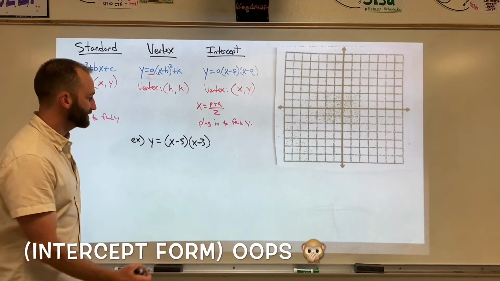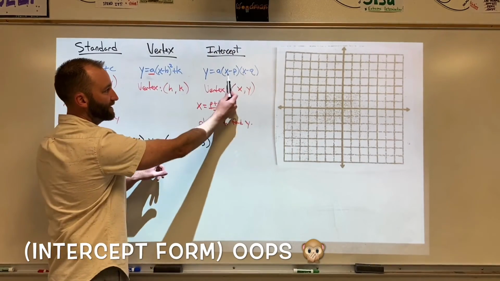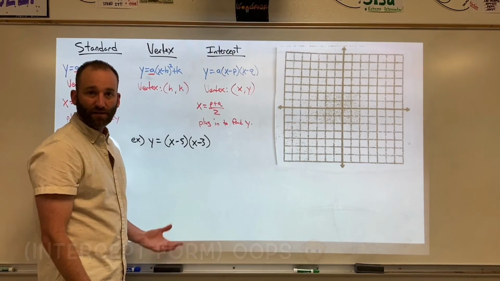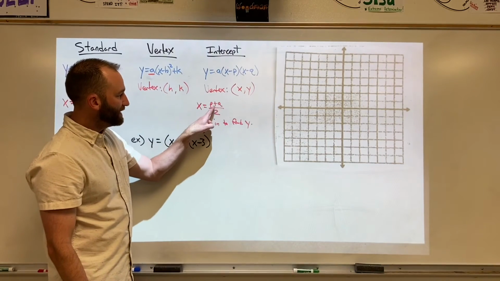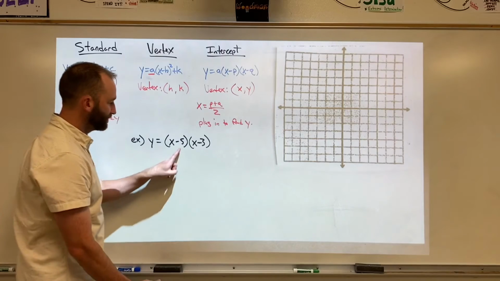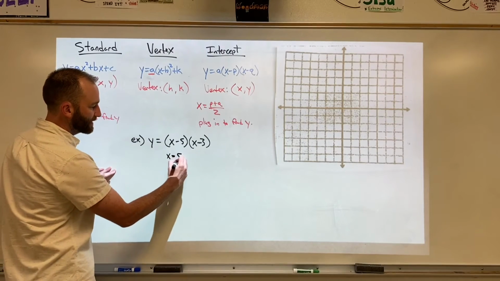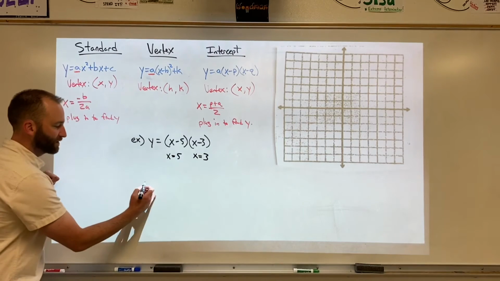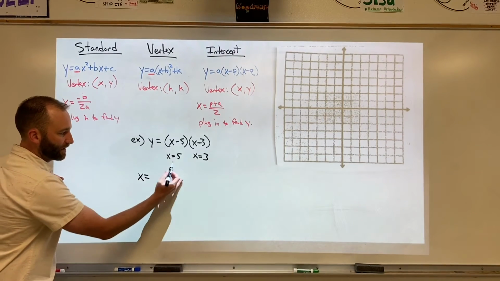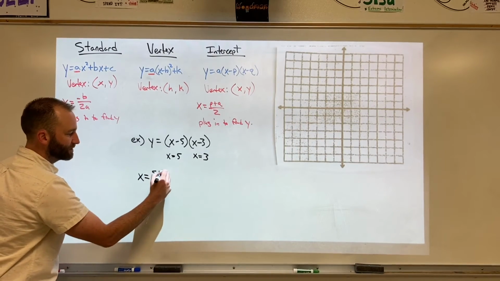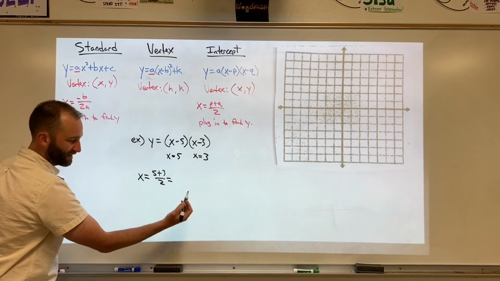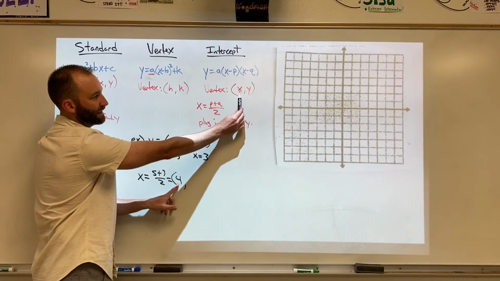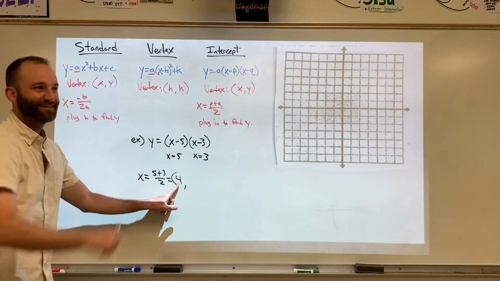Okay, in this second example, I could see that I'm in intercept form here. I have x minus a number and x minus another number. So let's figure out what P and Q are and divide by 2. This one looks like it's going to cross at positive 5. This one's going to cross at positive 3. So to find the x coordinate, I'm going to add those two numbers together and divide by 2. 8 divided by 2 is 4. So I have just now found the x coordinate of my vertex.